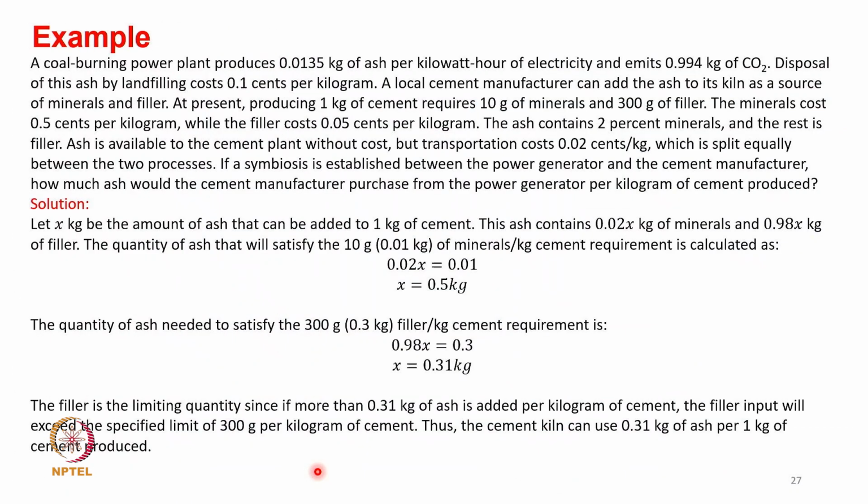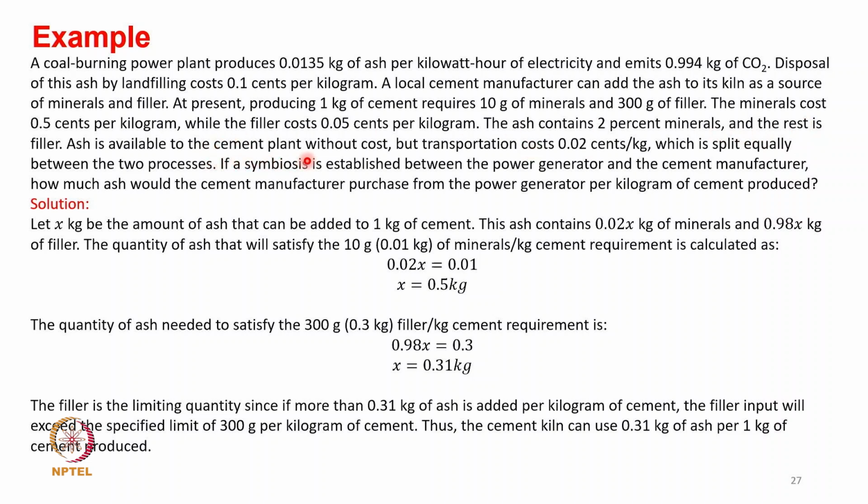So let's look at an example here. Consider a coal burning power plant that produces 0.135 kilogram of ash per kilowatt hour of electricity and emits 0.994 kilogram of CO2. The disposal of this ash by landfilling costs 0.1 cents per kilogram. A local cement manufacturer can add the ash to its kiln as a source of minerals and filler. At present, producing 1 kilogram of cement requires 10 gram of minerals and 30 gram of filler. The mineral costs 0.5 cents per kilogram, while the filler costs 0.05 cents per kilogram. The ash contains 2% minerals and the rest is filler.